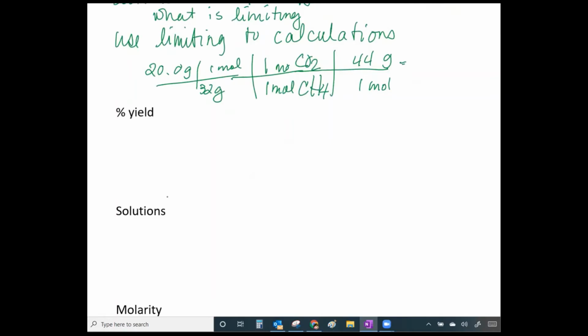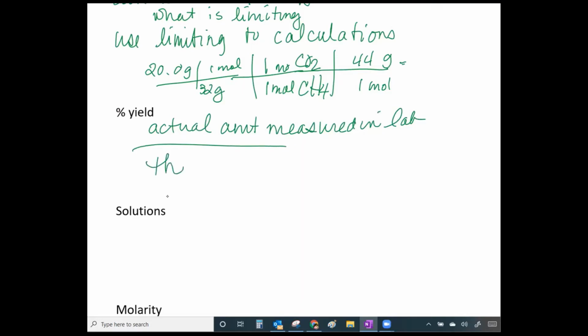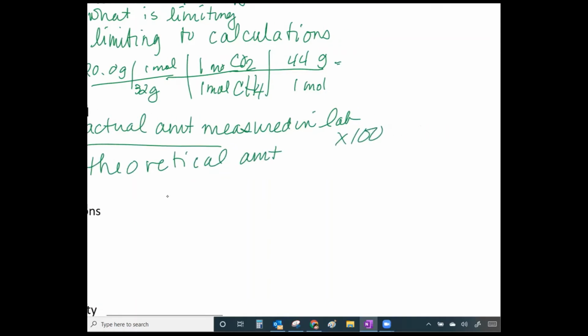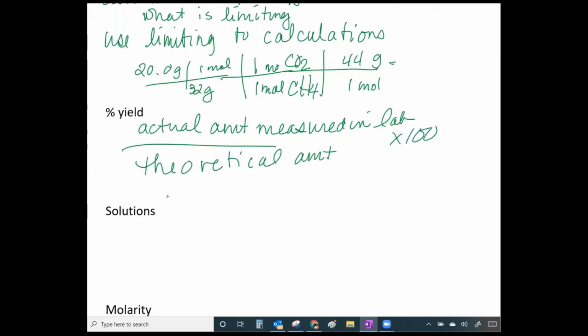Percent yield, you're just simply going to figure out what percent you actually got. So for percent yield, you're going to take the actual amount that is measured in lab divided by the theoretical amount times 100. So let's finish this problem with the methane and the carbon dioxide.